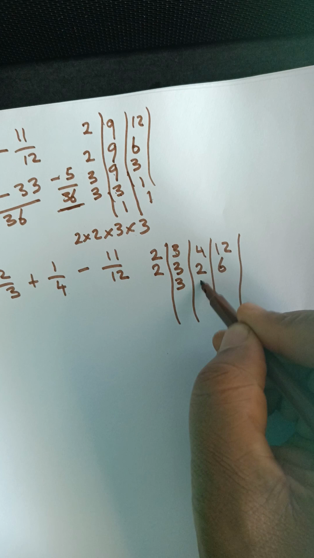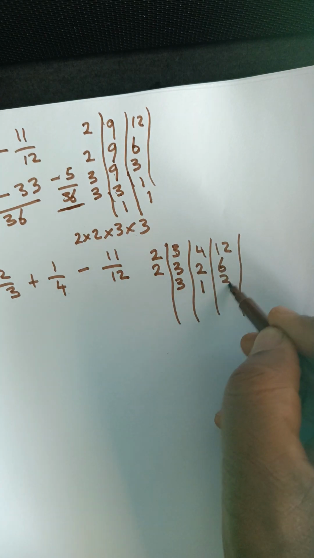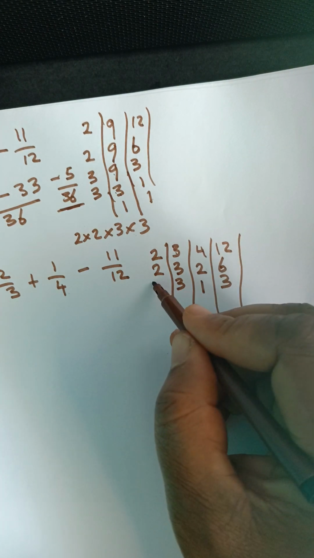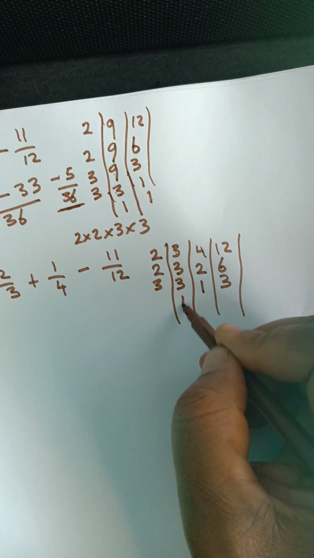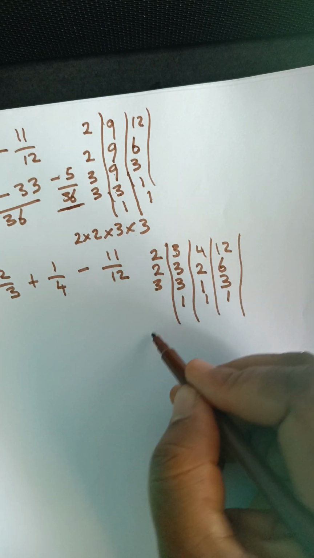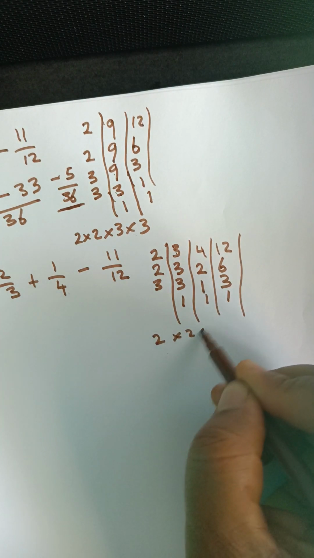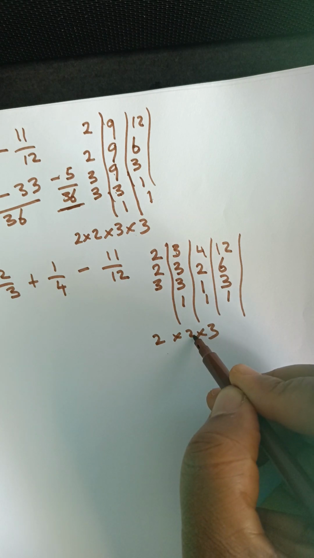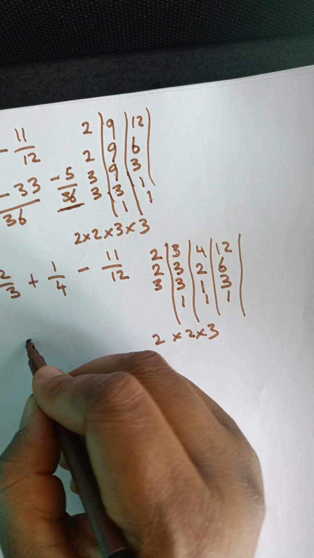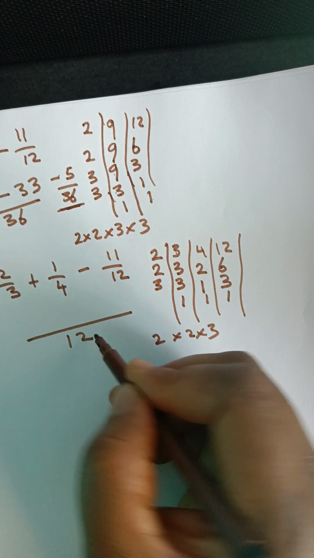How many 2s in 2? 1. How many 2s in 6? 3. What can divide these two numbers? 3. 3 into 3, 1, 1, 1. So our LCM is 2 times 2 times 3. 2 times 2, 4. 4 times 3, 12. So our LCM is 12.